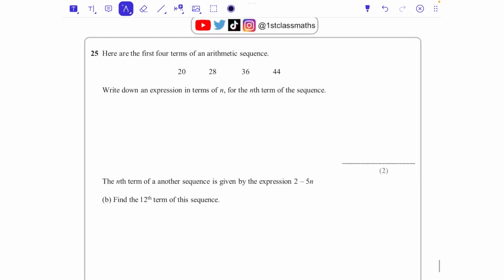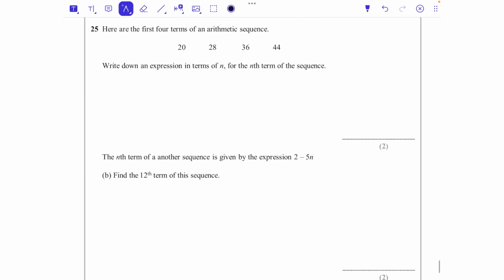Last question, I think, for this one. Yep. Question 25. Here are the first 4 terms of an arithmetic sequence. So that means we're adding a number each time. Write down an expression in terms of n for the nth term of the sequence. So from 20 to 28, we've added 8. From 28 to 36, we've added 8. And from 36 to 44, we've added 8. So this is most like the 8 times table.